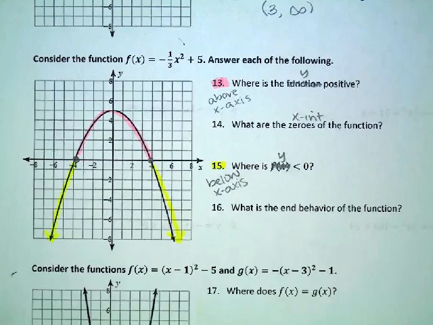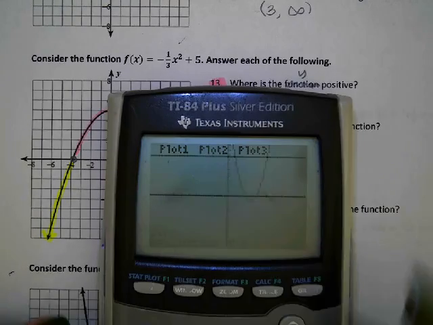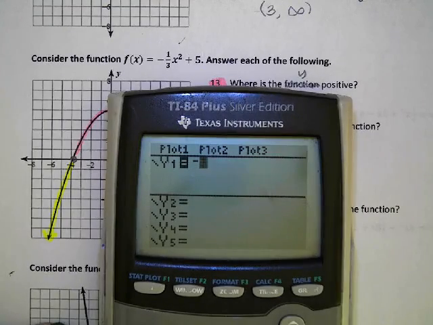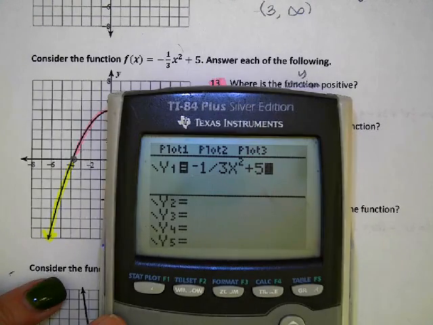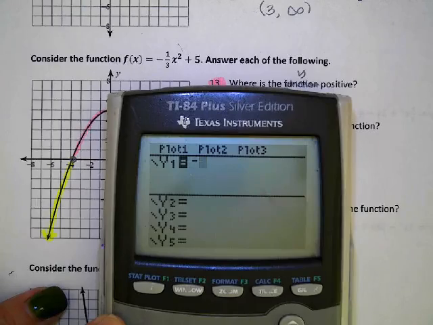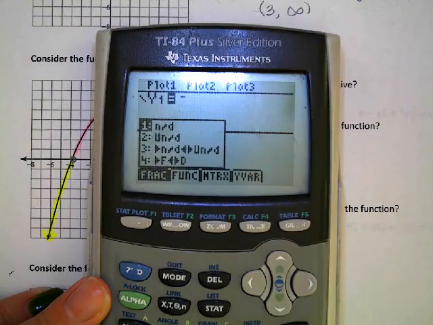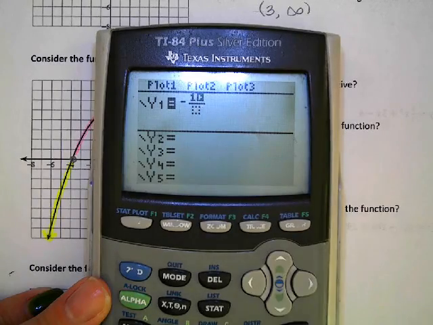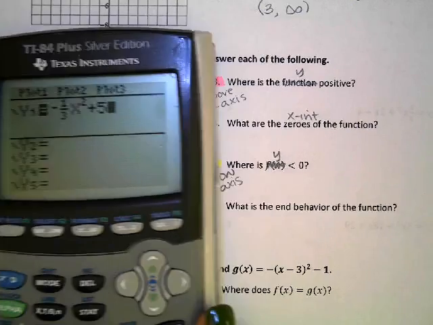Okay, so what I need to do now is go through and graph this so that I can find the actual answers. So negative 1/3 x squared plus 5. And if you want, I'm actually going to type this the way a lot of you guys would have typed it. So negative, and then to get the 1/3, we have alpha y equals 1/3 x squared plus 5. Okay. So we'll go ahead and graph.